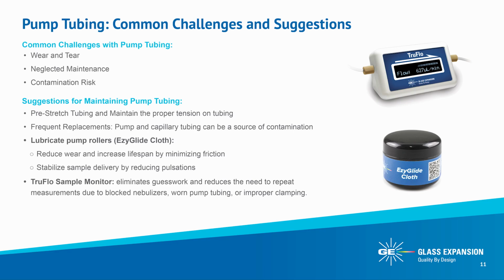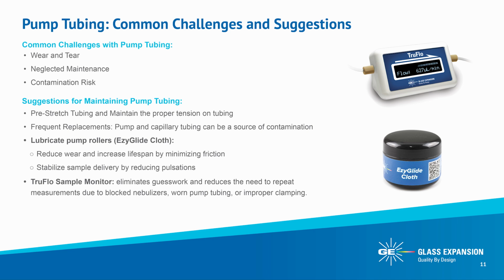A common issue with pump tubing is wear and tear, caused by constant pressure from the pump rollers. Over time, this stretches the tubing, changing its internal diameter and affecting the sample flow to the nebulizer, leading to inconsistent results. Neglecting pump tubing maintenance can also be a problem. Tubing and capillary lines may become contamination risks if not regularly replaced. To address these challenges, pre-stretching the tubing before use helps improve performance, and keeping proper tension during operation is key.